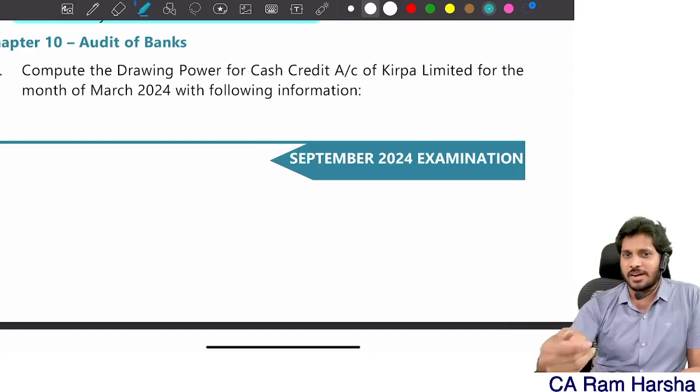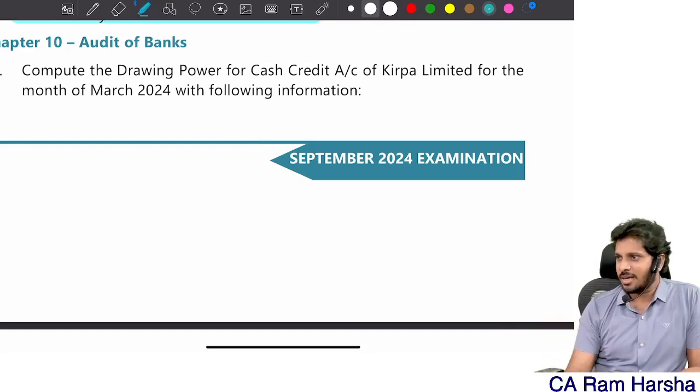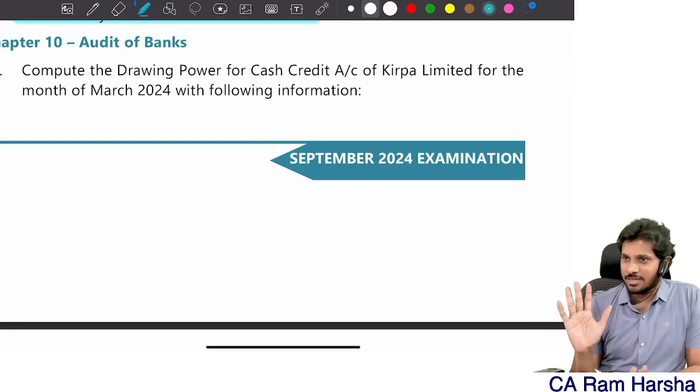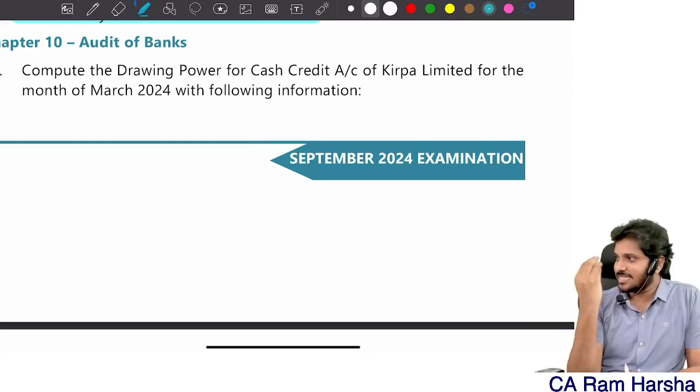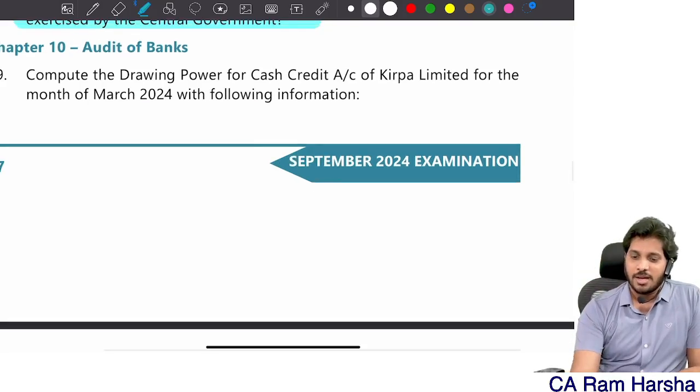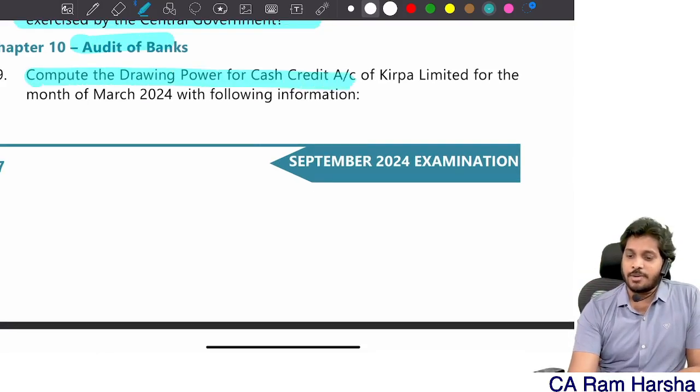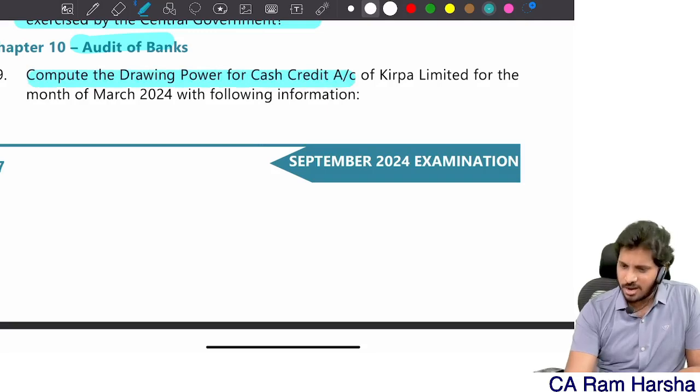The MCQ book we are finalizing and I'll be releasing maybe in 2 days. You need not practice; you are very good at that. You just focus on reading again and again, revise again and again. That's enough. Audit of banks: compute drawing power of cash credit account of Tirpa Limited for the month of March.